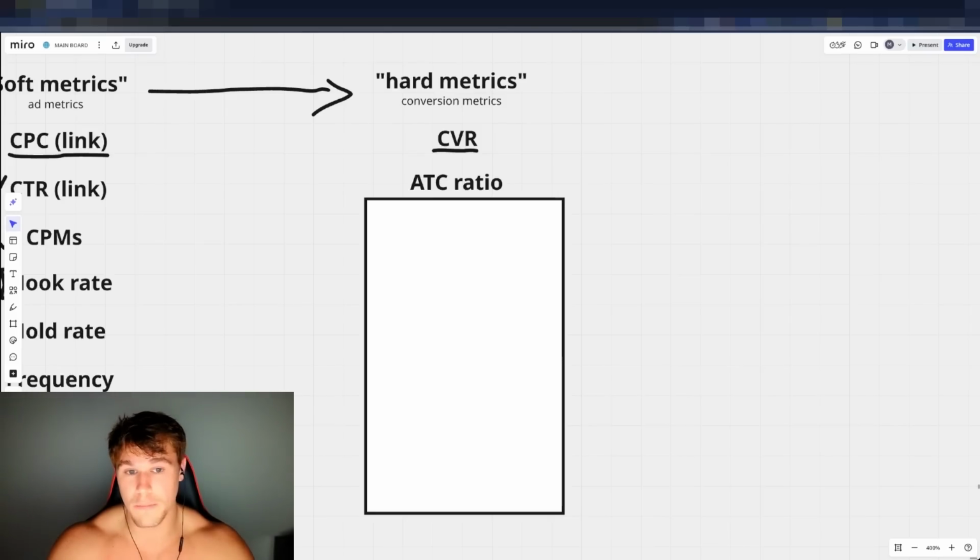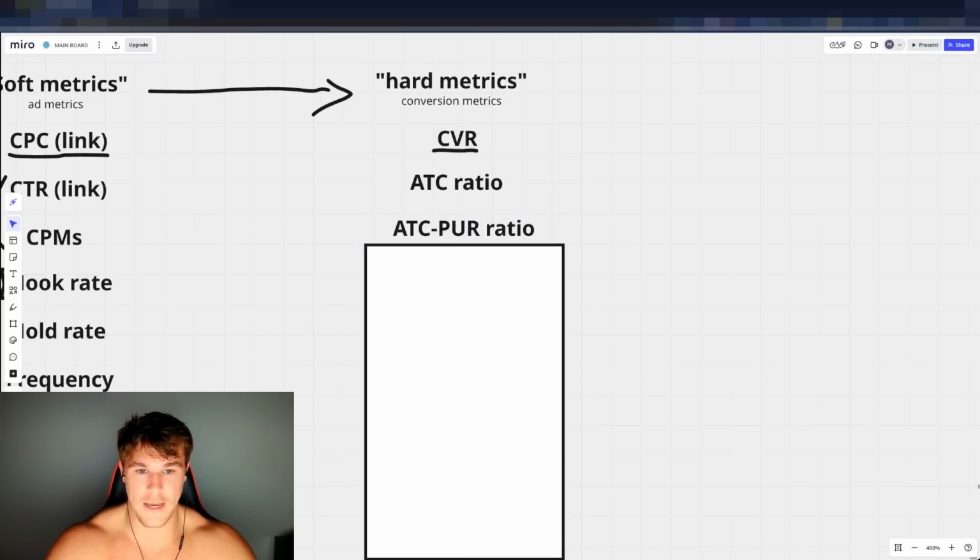So you could be getting what's called curiosity clicks, in which case your ads may look like they're doing really well, but what about the quality of the clicks that are landing on your landing page? If it's just dog shit traffic, then of course you're going to see that reflected in your add to cart ratio, in which case you would actually need to go back to the creative, adjust those soft metrics so that you qualify your traffic a little bit more.